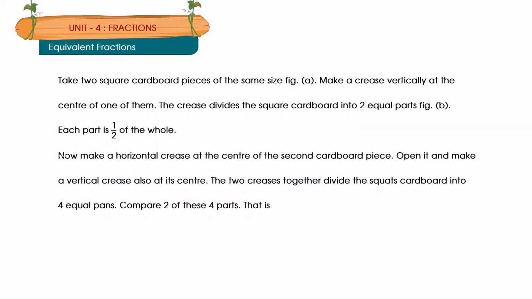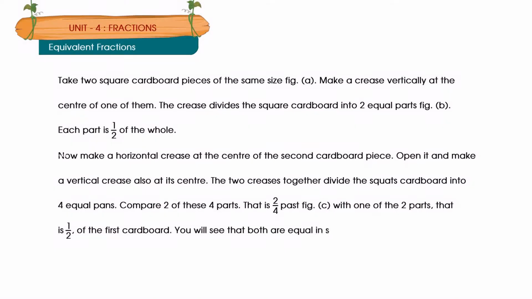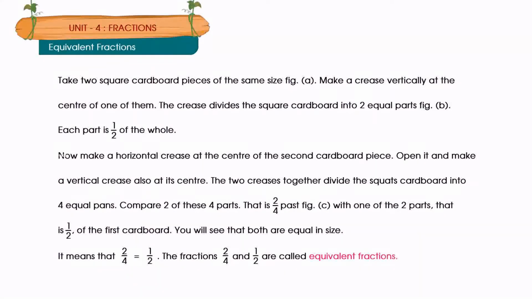That is 2 by 4 part, figure C, with one of the two parts, that is 1 by 2 of the first cardboard. You will see that both are equal in size. It means that 2 by 4 is equal to 1 by 2. The fractions 2 by 4 and 1 by 2 are called equivalent fractions.